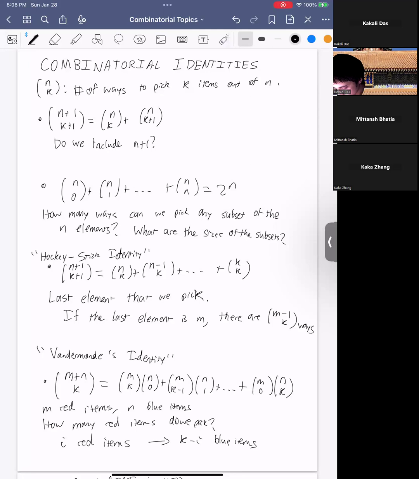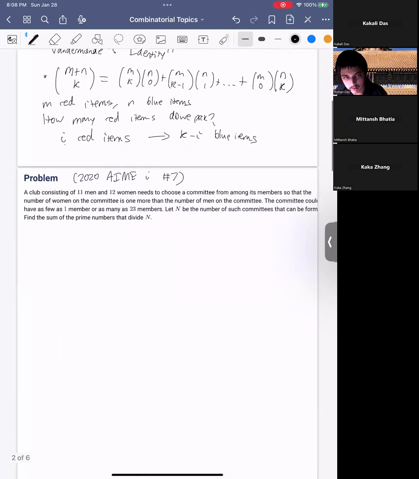And here we can see an exact example of Vandermonde's identity appearing. It's even formulated in the same way with two different categories of things being chosen. But here we have a restriction. What the problem is saying is we have 11 men and 12 women. We pick some number, let's say k of the men, and then we pick k plus 1 of the women.